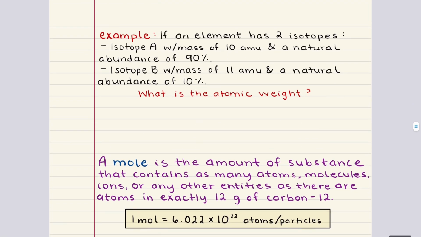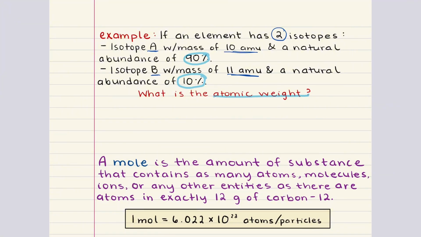what atomic weight means. This problem says, if an element has two isotopes, isotope A with a mass of 10 AMU and a natural abundance of 90%, and isotope B with a mass of 11 AMU and a natural abundance of 10%, what is the atomic weight?